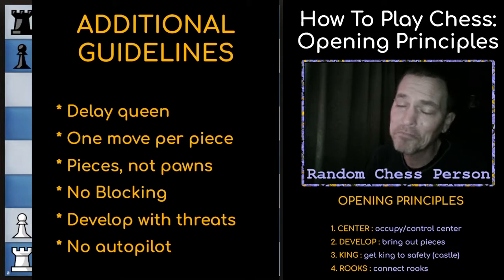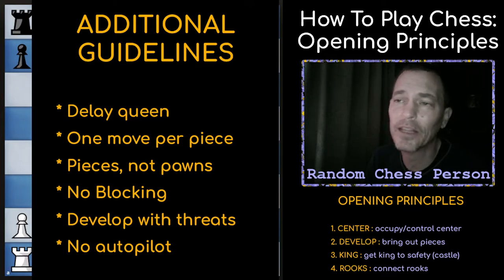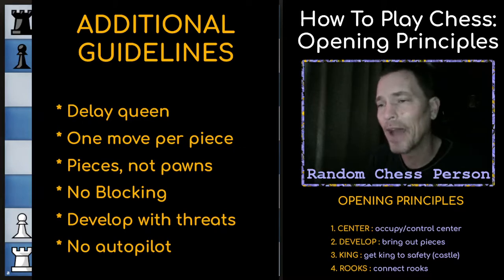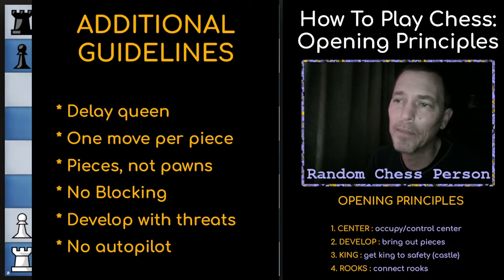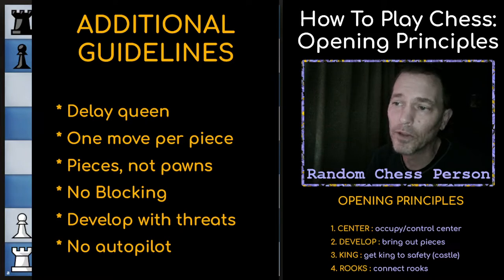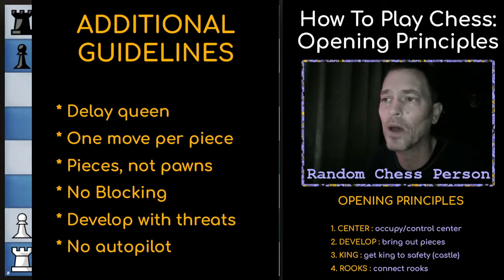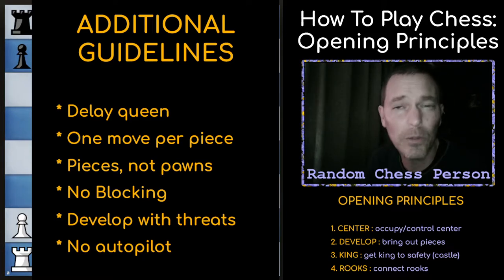Develop with threats. This is one idea of the Ruy Lopez, where this developing move immediately threatens a piece, which makes the opponent have to react to that. This may not be the best example, but when possible, when developing our pieces, we try to threaten an opponent's piece. That's one reason for this move, because this knight immediately threatens this pawn and makes the opponent have to respond to that. They have to protect it in some way, or they lose a pawn on move 3.